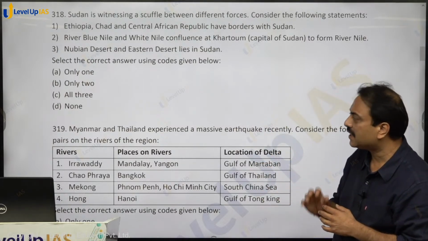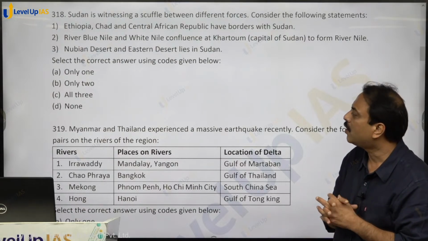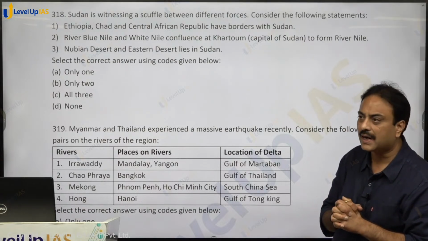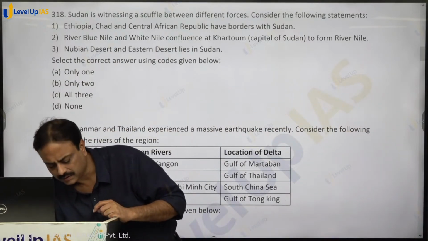So statement 1 is correct, 2 is correct, 3 is also correct. All three statements hold true. So option C, all three, C for cat, will be the right answer to this particular question. Are you getting that?